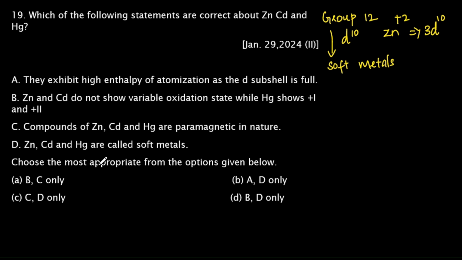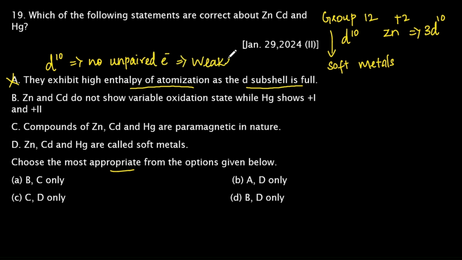So they are asking the most appropriate options. So the given options are, they exhibit high enthalpy of atomization as the d subshell is full. This one is wrong, because for exhibiting high enthalpy of atomization, more number of unpaired electrons should be there. But here the d orbital is fully filled. There is no unpaired electron. So this leads to weaker metallic interaction, or you can say weaker metallic bond only is formed. So it is easier to convert the solid metal into gaseous ion. So the enthalpy of atomization is not high.